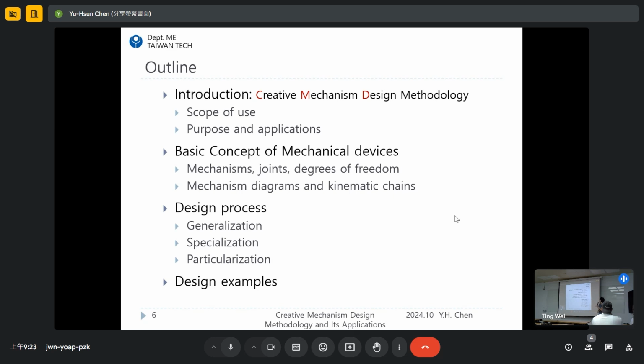And then we will also show you some mechanism diagrams and the kinematic chains. It is a quick review. And then we will go to the design procedure, how we can generate a new mechanism design structure. There are 3 steps, and then we provide many design examples.